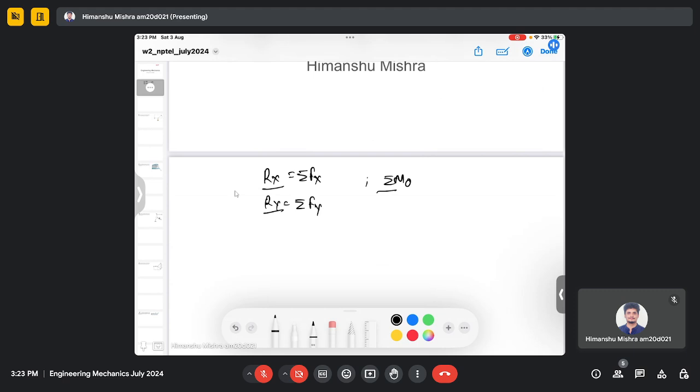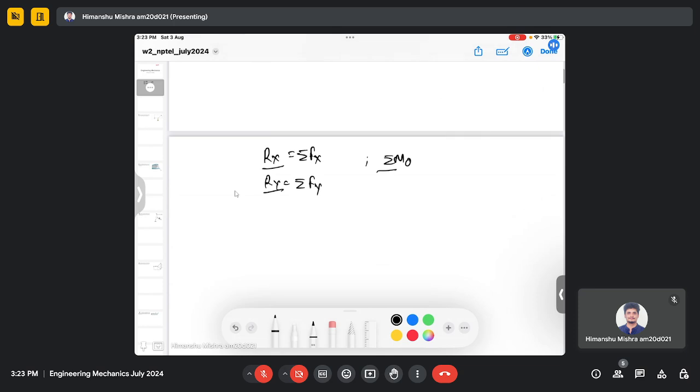So there are three conditions. Here I'm just revising. I'm not going into very much detail like in the NPTEL lectures, but I am going to revise a few things and then we will again start solving questions. So for equilibrium, we have three conditions.